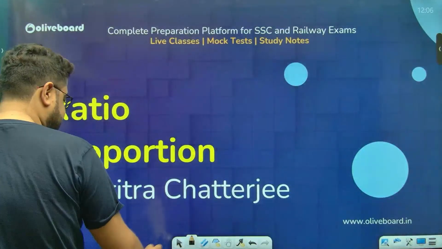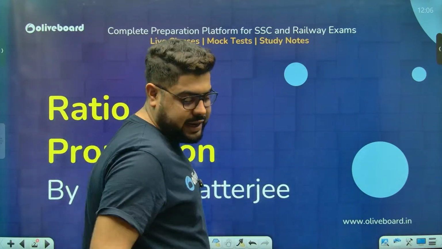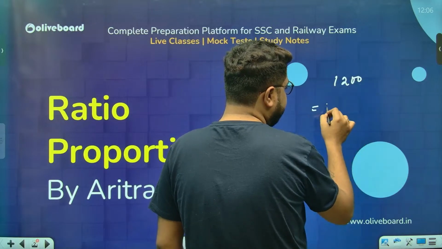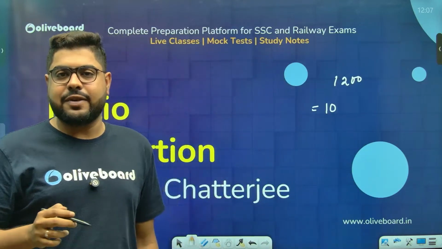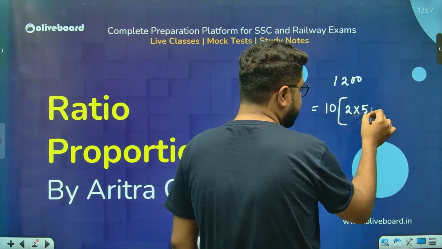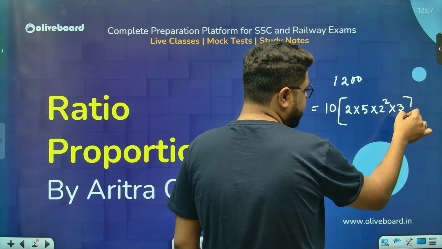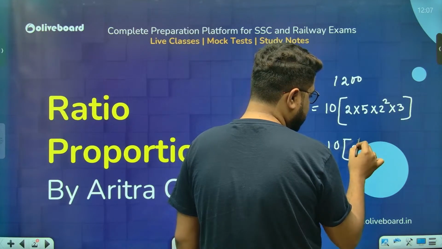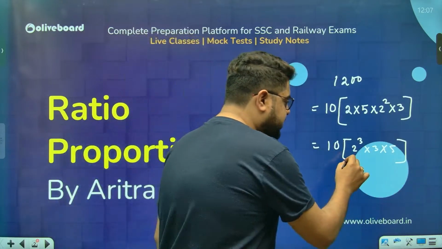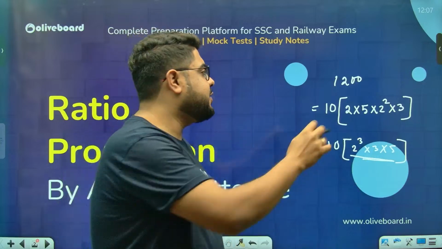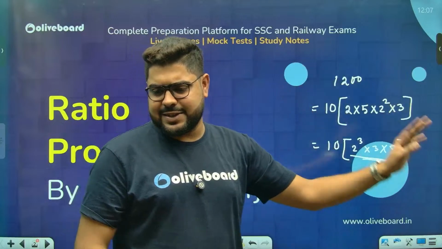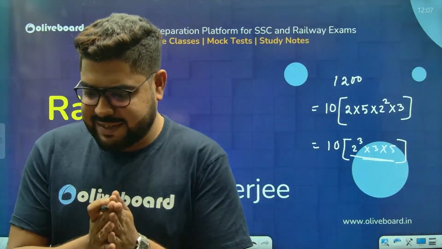So let us start with our class. For this 1200 thing, a quick word. Keep 10 as your bouncer. I had given you the bouncer concept. So 10 and this 120, you can write 2 into 5 into 2 square into 3 for 120, right? So just 2 cube into 3 into 5. Now you can figure out the number of factors of 1200 that end in 0. Perfect. Let's not get into that. We'll do that in the advanced maths classes.